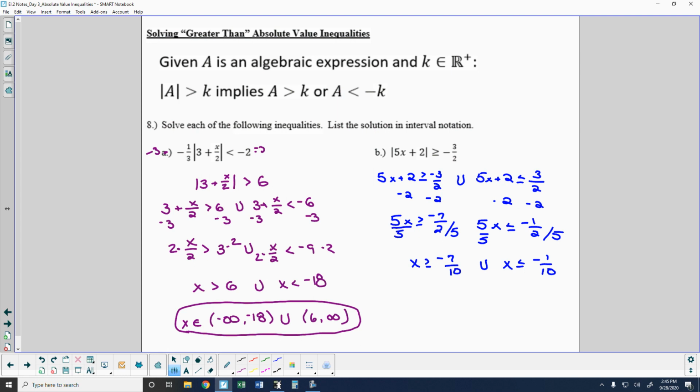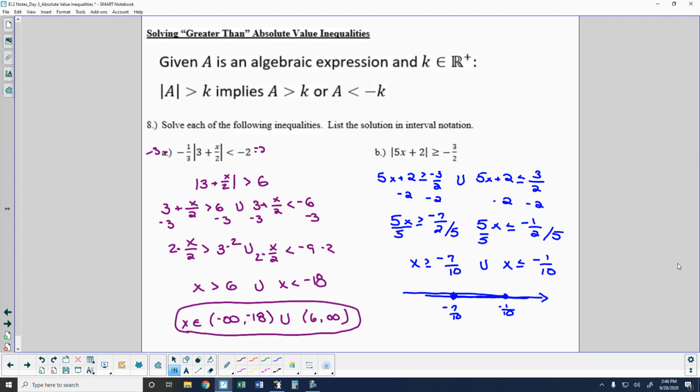So now, let me actually show you this one graphically. What this is saying is I have negative 7/10 over here and negative 1/10 over here, because negative 1/10 is closer to 0. So what I would be looking for is greater than or equal to negative 7/10, so anything going that direction, and also less than or equal to negative 1/10. So anything going that way would work.